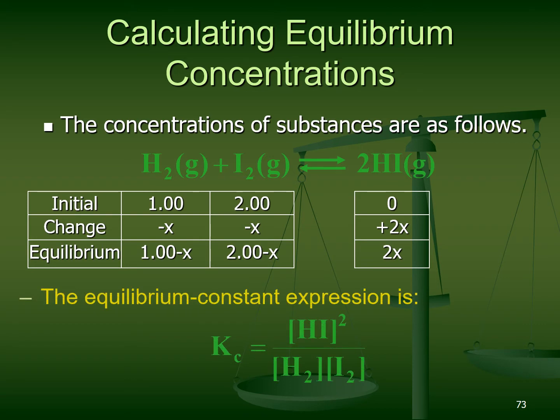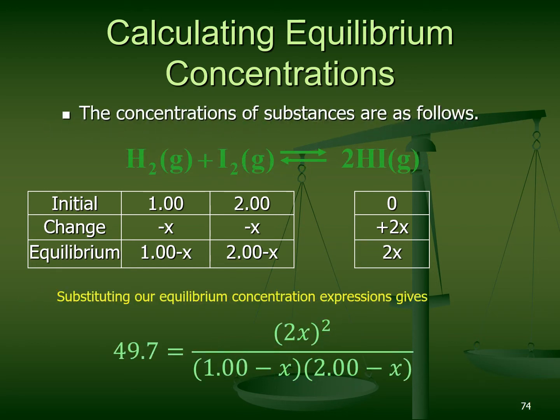So now if we plug it into our equation, and don't forget the HI is squared, so we plug that in, we get 2x quantity squared. One of the biggest mistakes is people forget to square that 2. So 2x quantity squared is 4x squared. Don't forget that. And then we have in the denominator 1 minus x times the quantity 2 minus x.